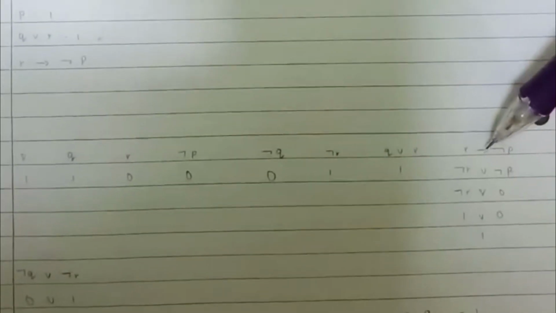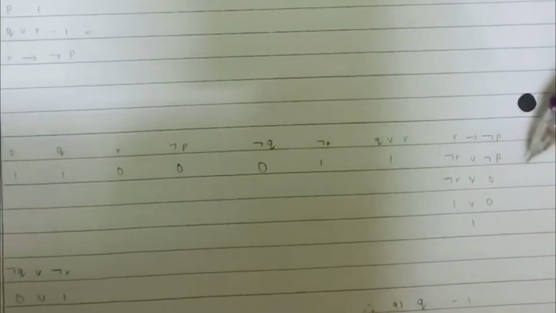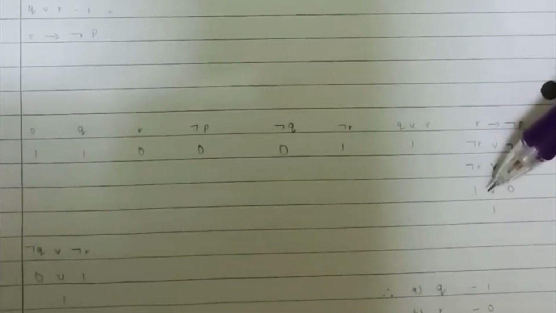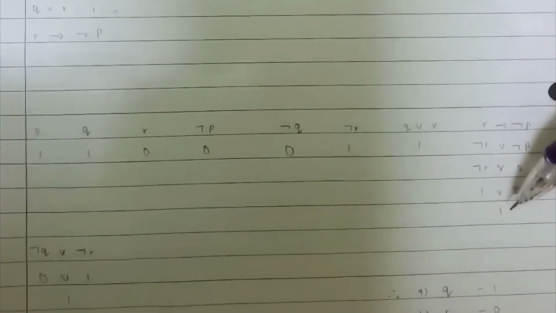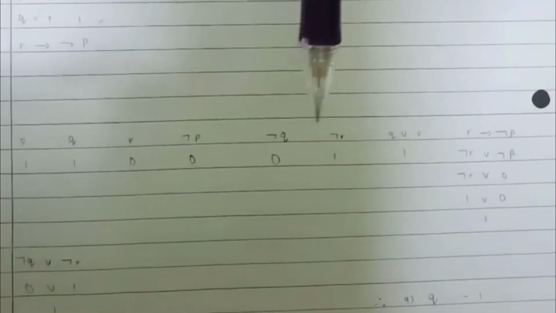If P is 1, then not P is 0. After that, Q or R is 1. So R implies not P, we have to find this: not R or not P. We know that not P is 0, so not R must be 1, so 1 or 0 equals 1. After that, we know that not R is 1, so R is 0.